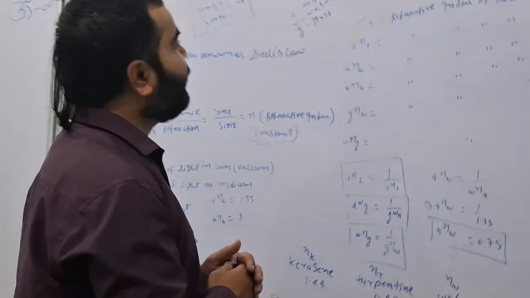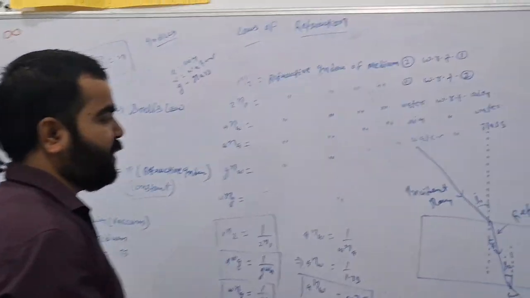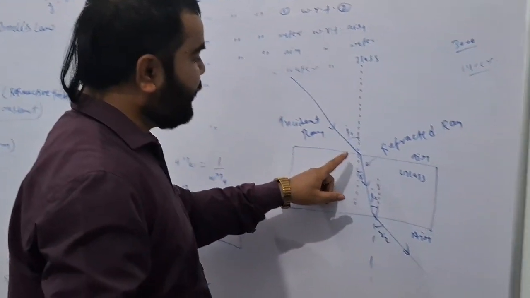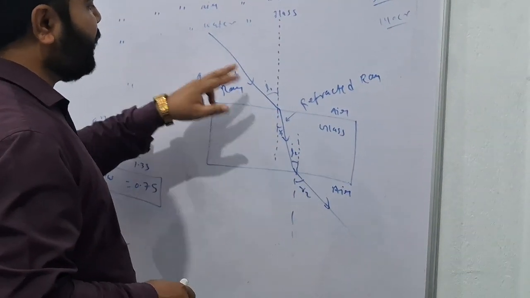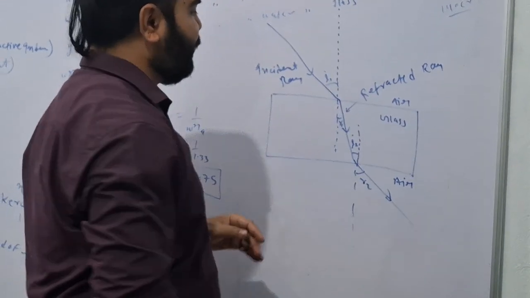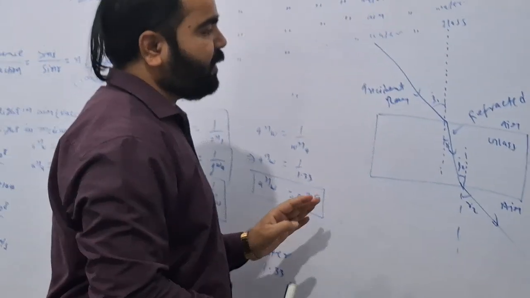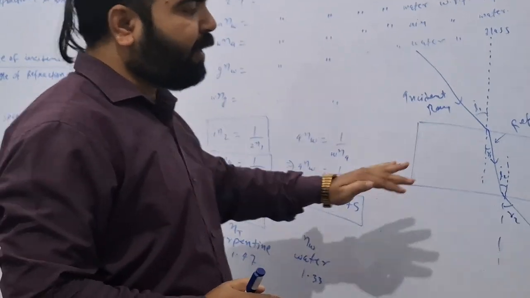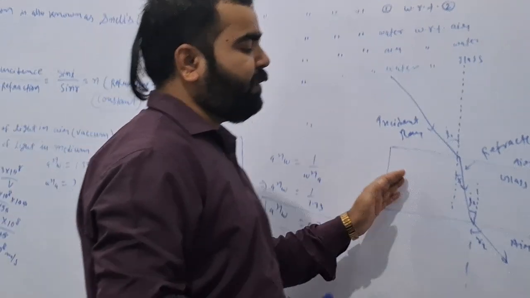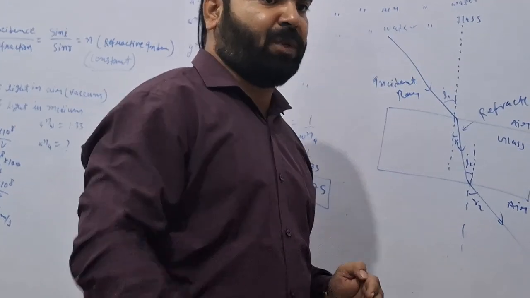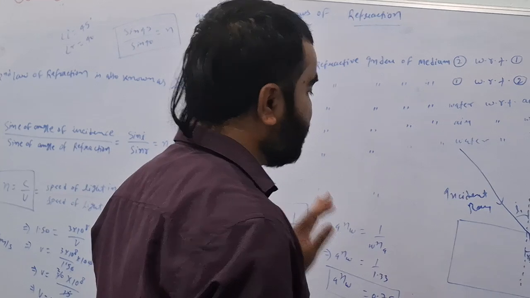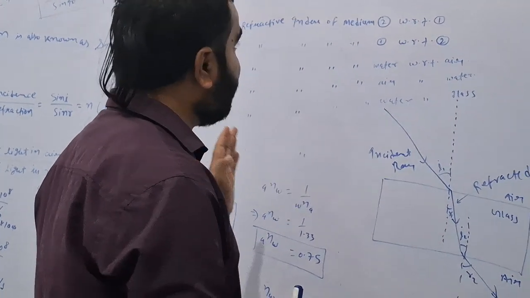So today we are about to study laws of refraction. So this is the diagram. Incident ray incident on the point of incidence. This is a glass medium and this is air medium. We have already discussed that when light travels from rarer medium to denser medium, it goes towards the normal, and when light travels from denser medium to rarer medium, it goes away from the normal. Now we are about to discuss laws of refraction.